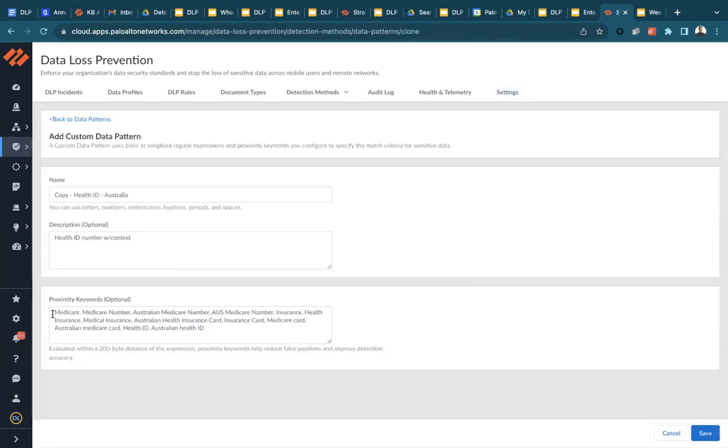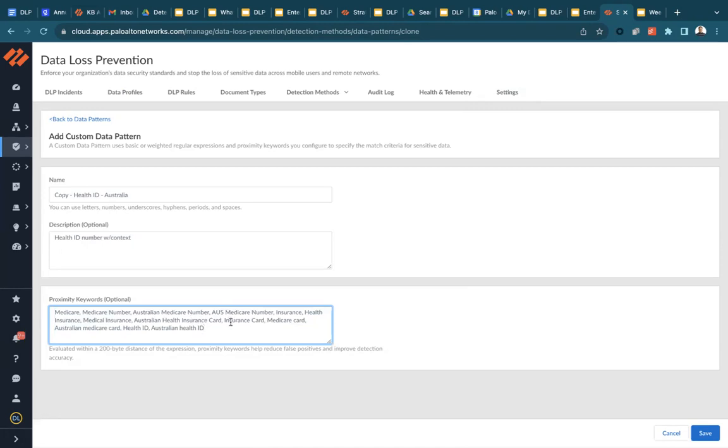You have the ability to customize the proximity keywords associated with this predefined pattern. We find this very helpful in the sense that if you think you have some specific information that you want to add on top of existing proximity keywords, you can always do so. And that's just the advantage of being able to customize this.